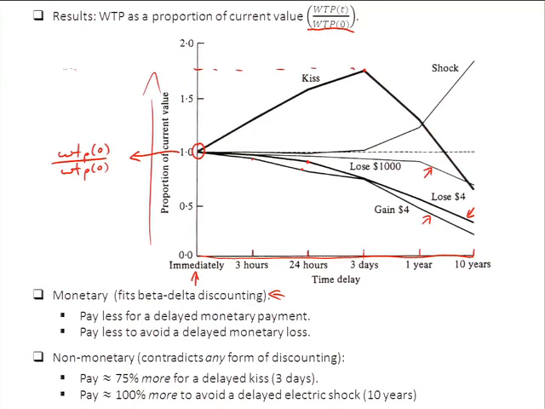This point is WTP3 divided by WTP0 for a kiss. And it's quite a bit above 1. Okay? So I'm willing to pay about 75% more for a kiss with my favorite movie star if it's 3 days from now instead of right now.